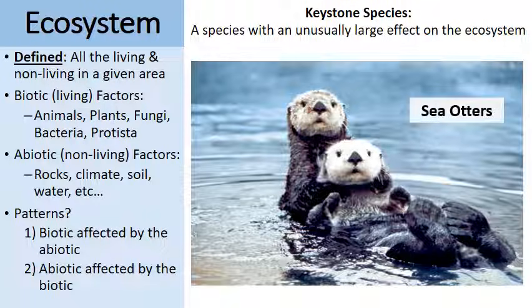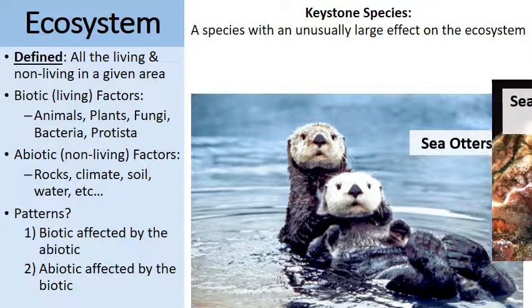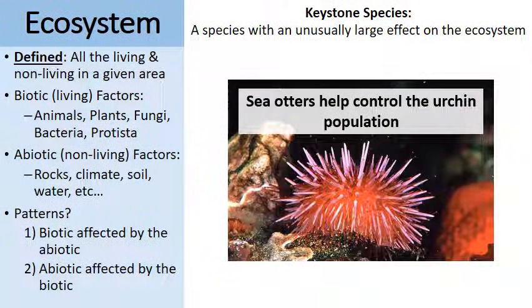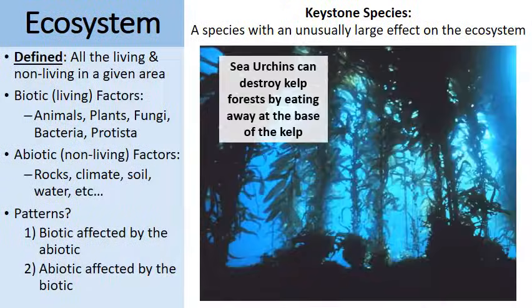Another example of a keystone species would be sea otters. They're adorably cute, but they're also really wonderful in maintaining the quality of kelp forests. And so sea otters help to control the population of sea urchins that scurry along the bottom of the ocean. And sea urchins can be devastating to kelp forests because the urchins will eat away at the base of the kelp, break the stalk of kelp, and it kind of floats away with the current of the ocean.